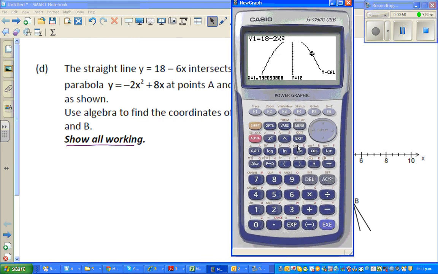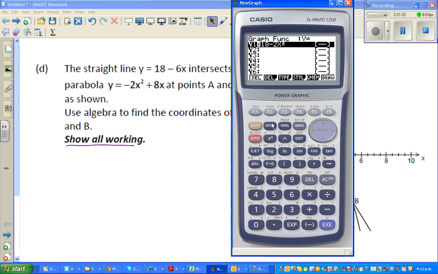So first go to graph. Let me delete this. So the first equation is y is 18 minus 6x, just like that. And the second equation is minus 2x squared plus 8x.